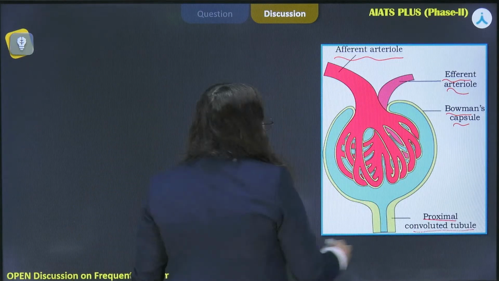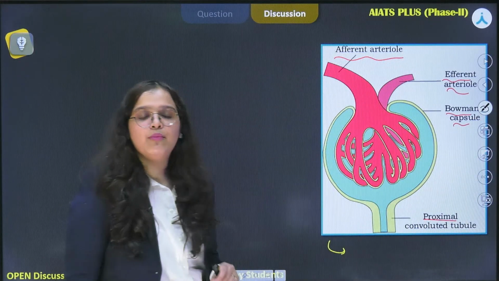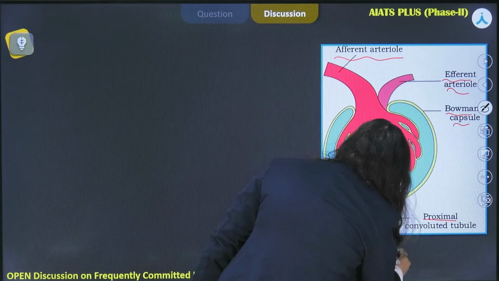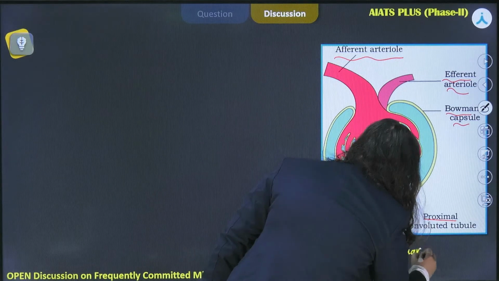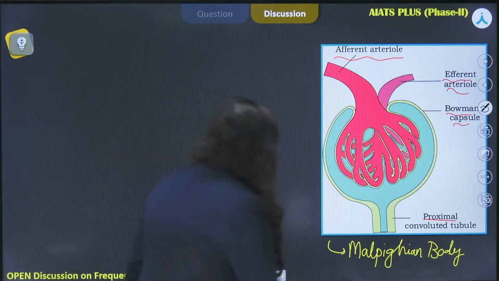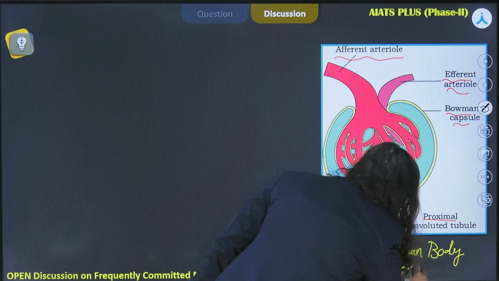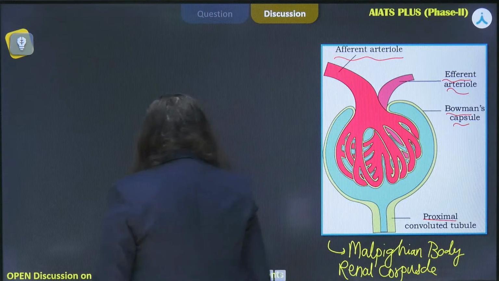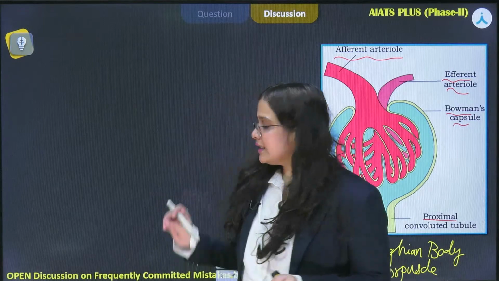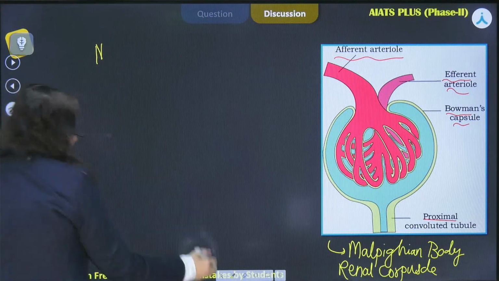So basically, the figure that you see on your screen is a diagram of the Malpighian body, or we also call it the renal corpuscle. All right. So basically in humans, kidneys are made up of tiny structures, and the structural or functional unit of the kidney is the nephron.